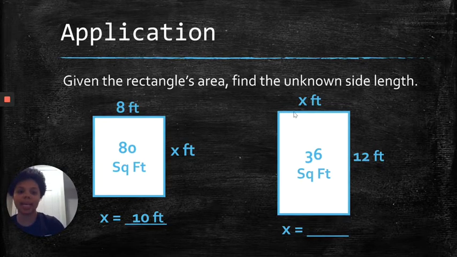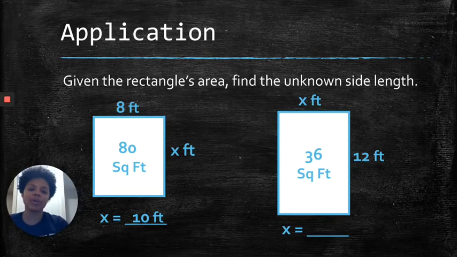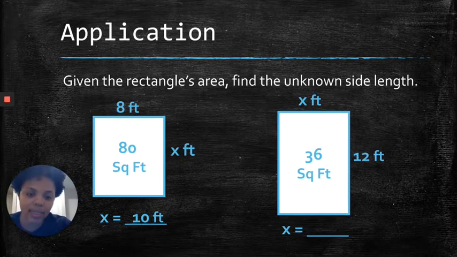And if this rectangle has a length of X feet and a width of 12 feet, think about what multiplication or division sentence you can write to figure out this missing side length.